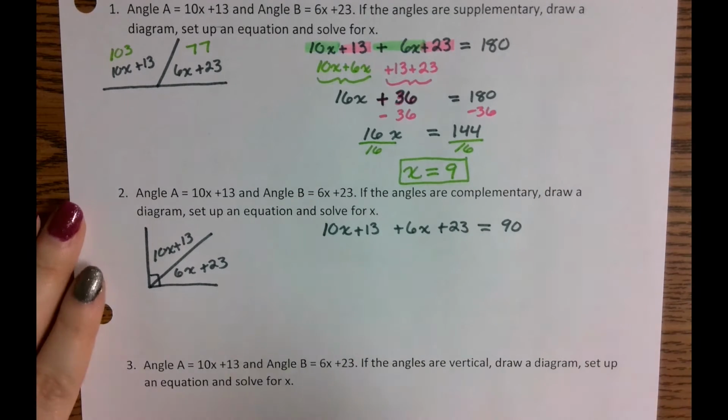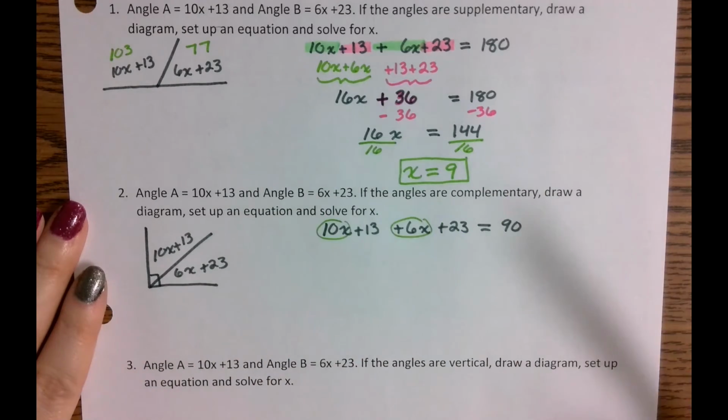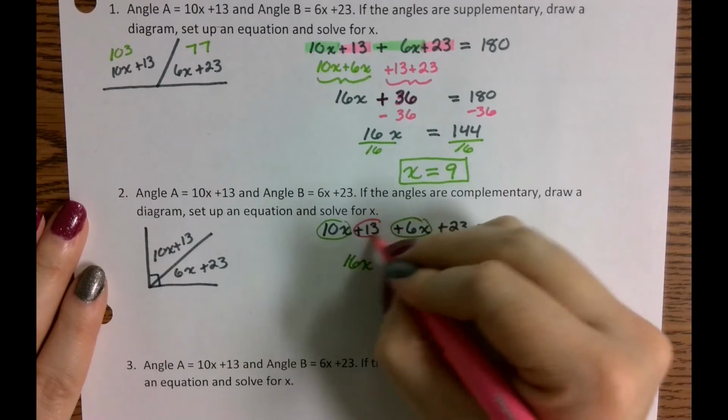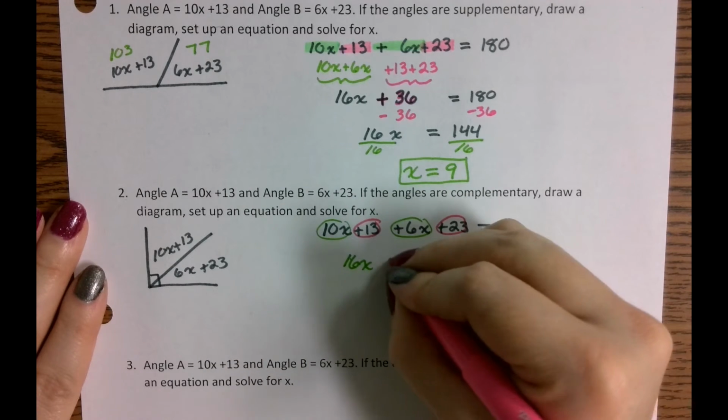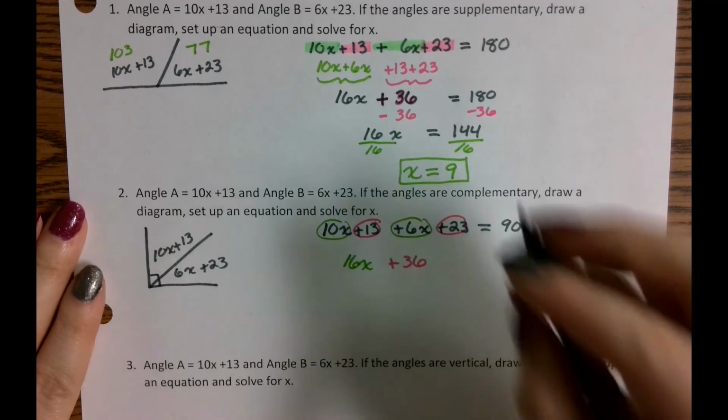And we already know that we had to combine these like terms. We're going to be combining that 10x plus the 6x. That's going to give us that 16x. We already know that the positive 13 and that positive 23 come out to the positive 36. So all of that is still the same. It's just set equal to 90.